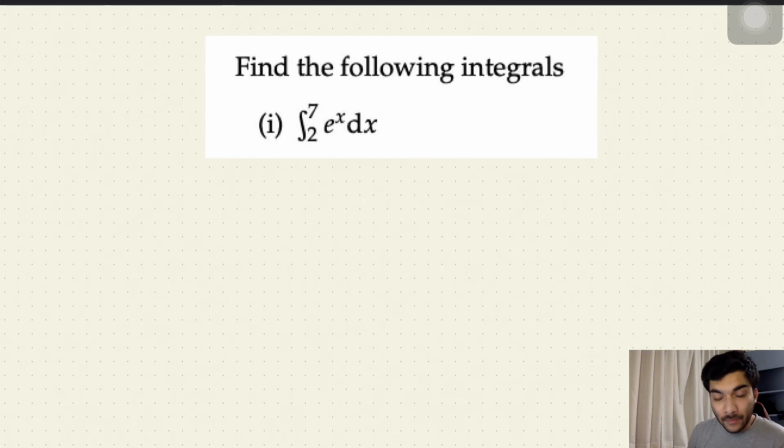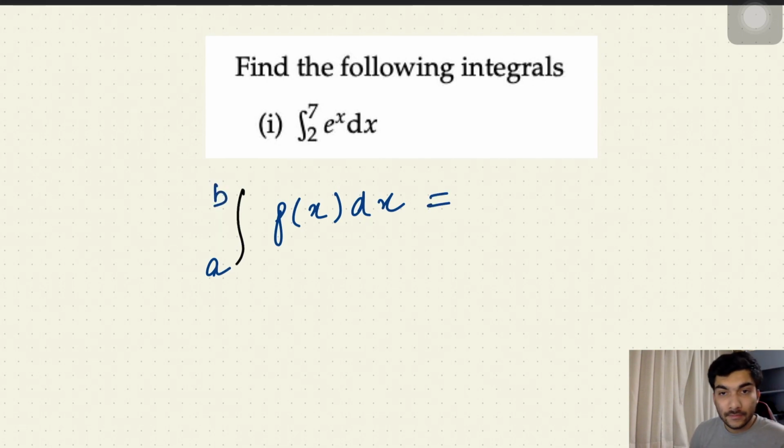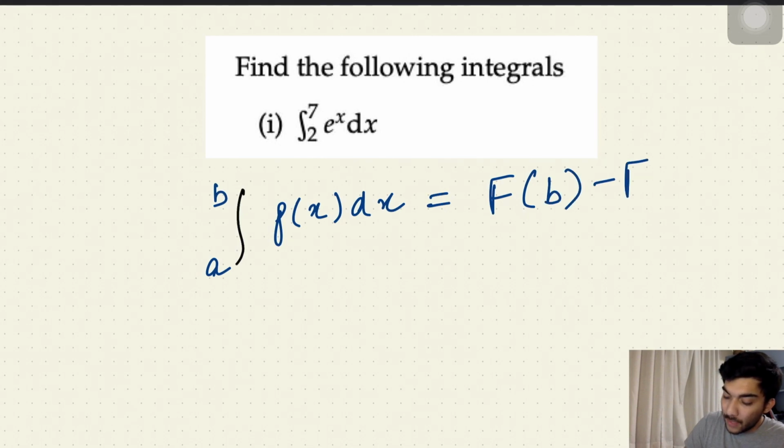And you would probably remember from the previous videos that the fundamental theorem of calculus suggests that whenever you're taking the integral of a function f(x) dx from a to b, it is equal to capital F of b minus capital F of a. And the capital F is basically the integral. That would be the function which is represented by the indefinite integral of that expression.